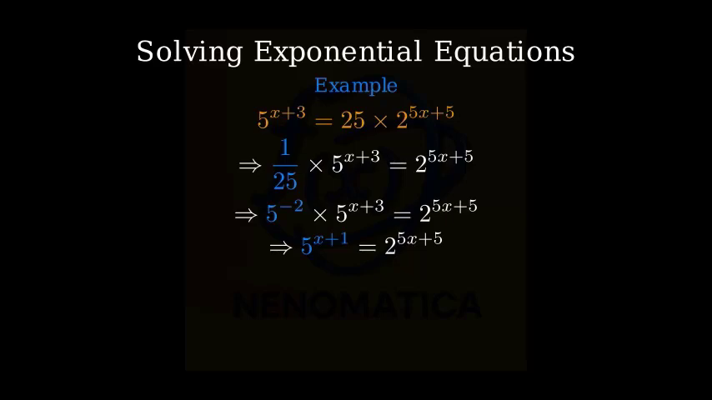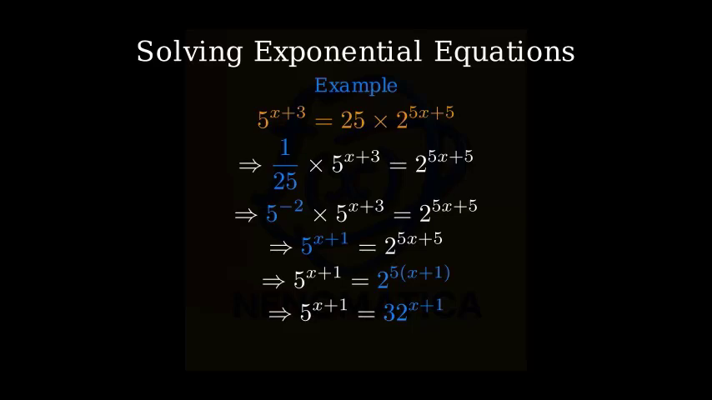Now, we need to find a way to compare these expressions with different bases. Looking at the right side, we can factor out the common factor from the exponent. 2 to the power of 5x plus 5 can be rewritten as 2 to the power of 5 times quantity x plus 1. Now, we can use the power of a power property to simplify the right side further. 2 to the power of 5 is 32, so we have 5 to the power of x plus 1 equals 32 to the power of x plus 1.